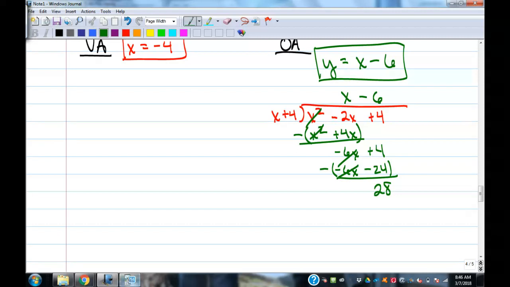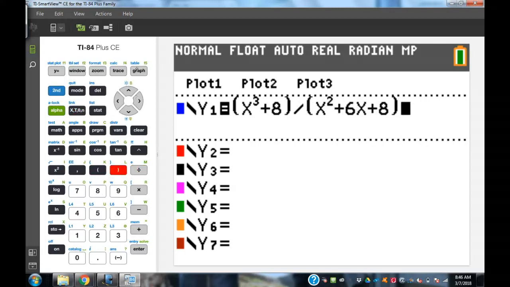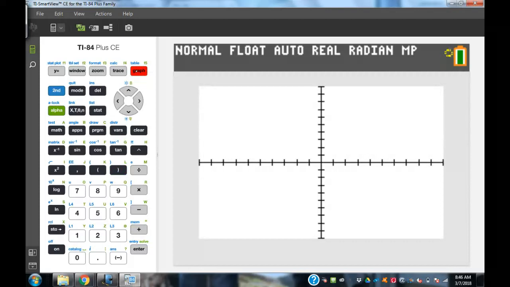Okay. What's that look like on a graph? So I'm just going to graph the original problem. X cubed plus 8 divided by x squared plus 6x plus 8. All right. So here we see this kind of curve shape. See how this is kind of getting straight right there? If I graph that oblique asymptote, it's going to come up through here and look like it's getting close to that line. That's what's going to happen.